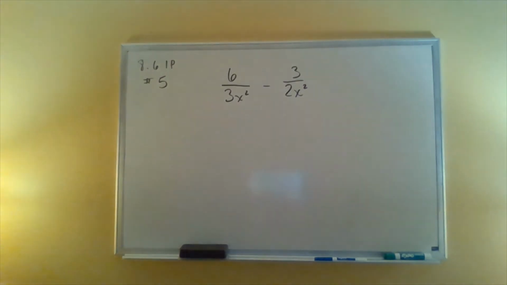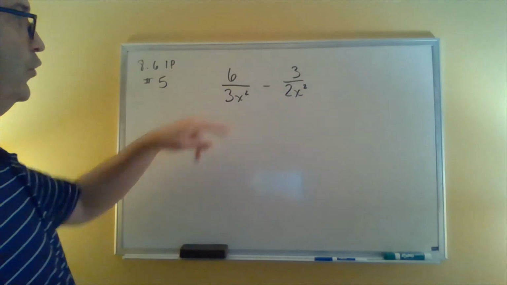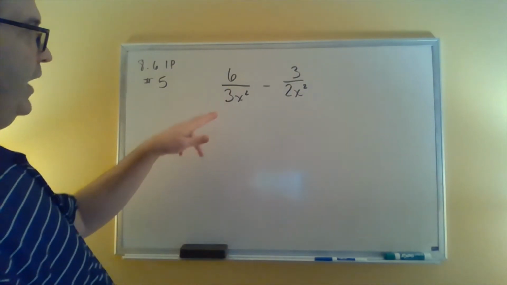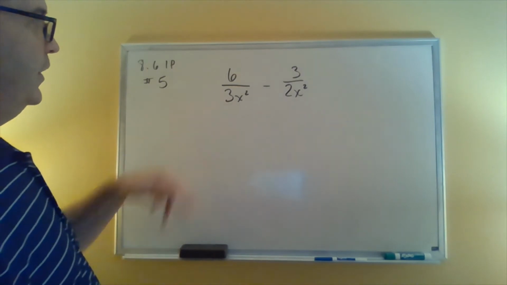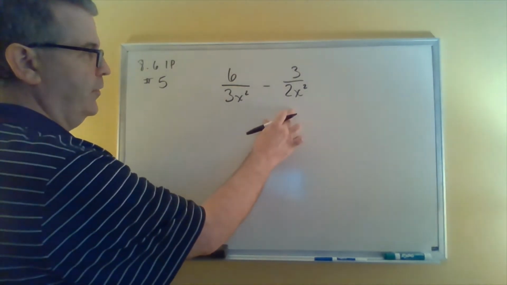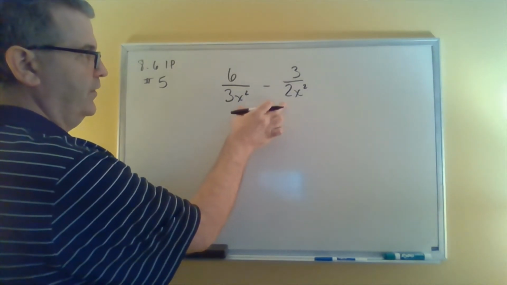Number 5, I have 6 over 3x squared minus 3 over 2x squared. Step 1 is always to factor the denominator. There's no factoring to be done. I have 2 monomials. Step 2, I look for a common denominator. I don't have a common denominator yet, but I can manipulate those to produce a common denominator. My common denominator I'm going to have is 6x squared.